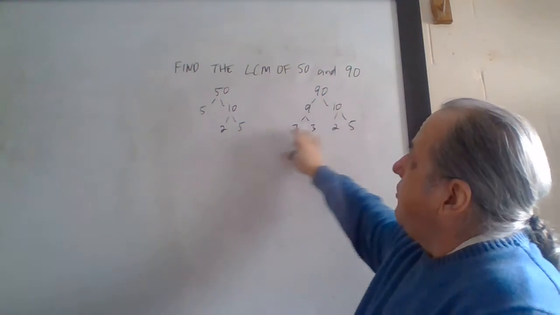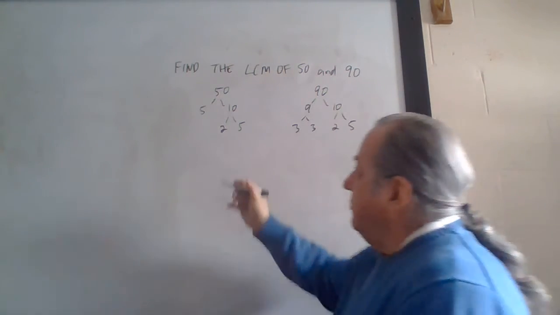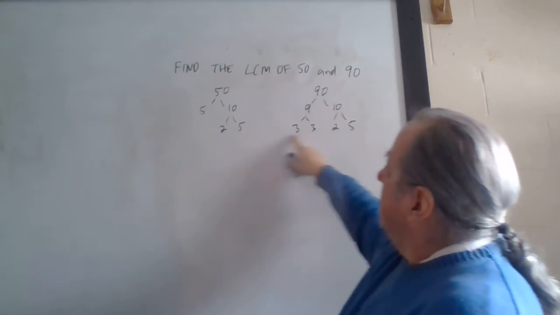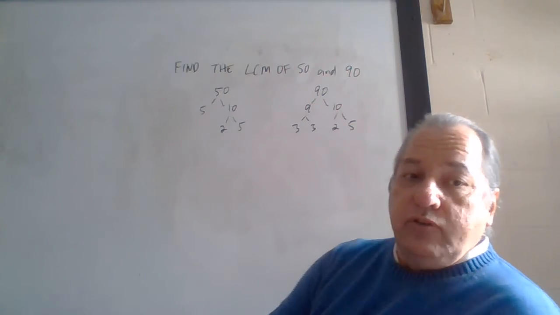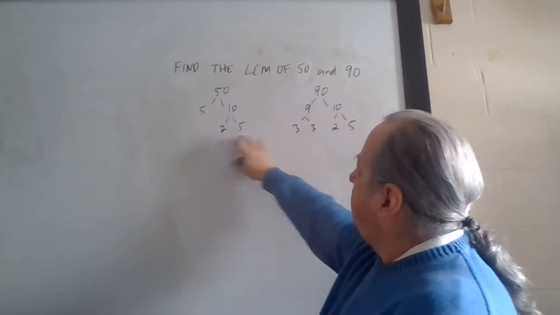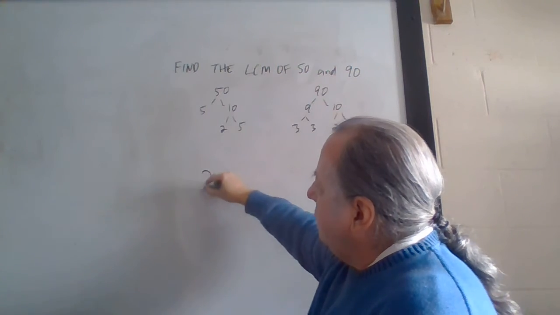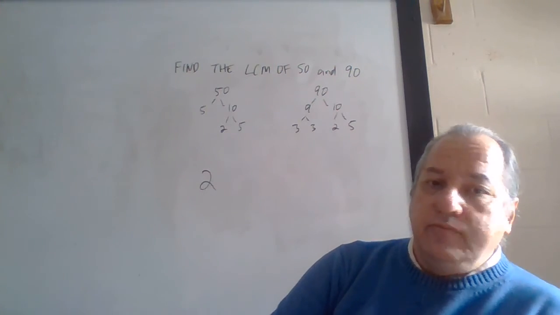Here are the factor trees for 50 and 90. Start with the smallest number. There's 1 2 here and 1 2 here. So it's a tie again. But the question is, what's the biggest number of 2's in either of the factor trees? The biggest number in either one is 1 2, so I'm going to use 1 2.